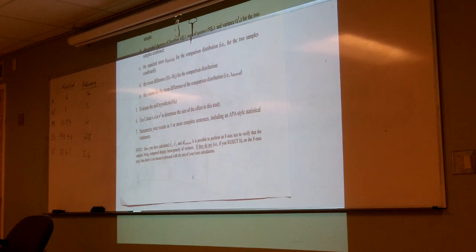If they do not, in other words, if you reject the null hypothesis on the F-max test, then there's no reason to proceed with the rest of your t-test calculations. So if you're hoping you don't have to do the whole rest of the problem, this is where you might actually get a reason why you don't have to. Let me explain to you what's going on here.